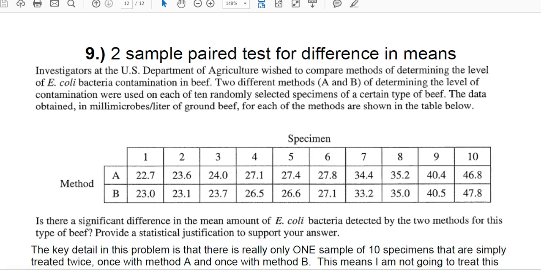This is where there's really only one set of data that was just measured twice, or with two different methods in this case.